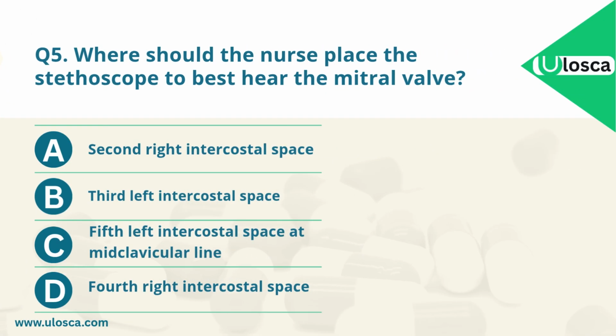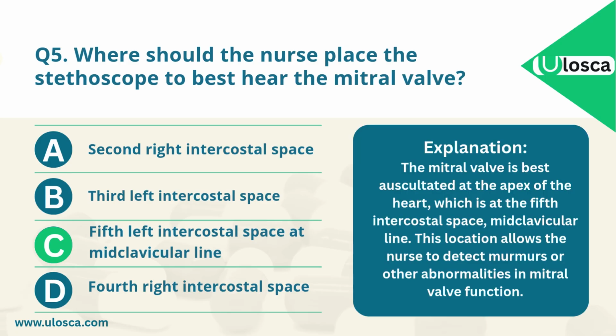The correct answer is C. Fifth left intercostal space at midclavicular line. Explanation. The mitral valve is best auscultated at the apex of the heart, which is at the fifth intercostal space, midclavicular line. This location allows the nurse to detect murmurs or other abnormalities in mitral valve function.